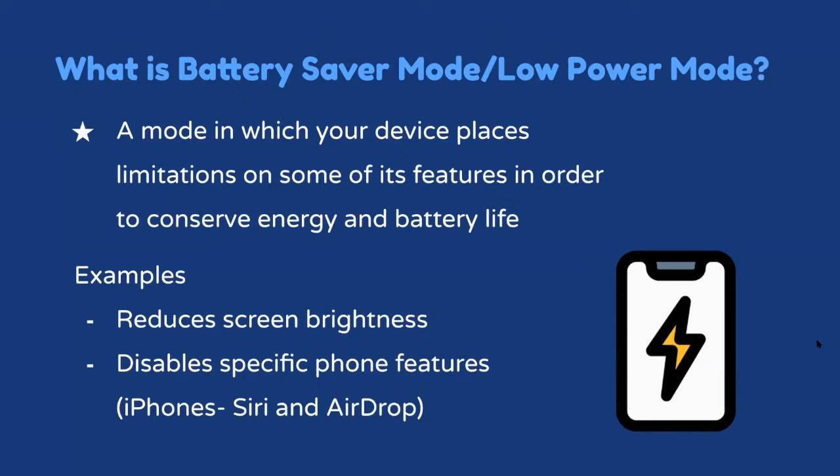Examples of what battery saver mode does would be reducing your screen brightness or disabling specific phone features. An example of this for iPhones is when you are on low power mode, Siri and AirDrop are disabled and you are not able to use those features. The main purpose of battery saver mode is to decrease the amount of energy being used, so therefore it disables certain things.